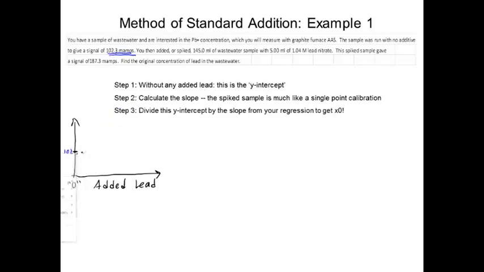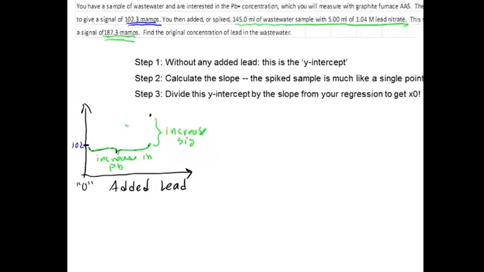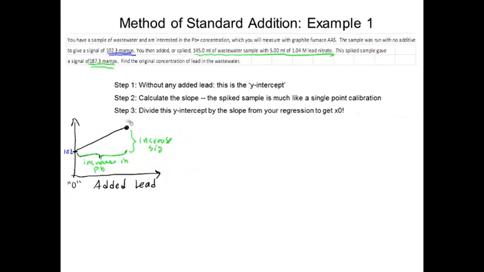So we can tell that we added some amount of lead, and that's described, by the way, right here. That's the extra lead that we added. When we did that, we got an increase in our signal. We went from 102.3 to 187 milliamps, so we got a data point way up here, and we saw an increase in our signal as we had an increase in lead. So what we can calculate then is the slope in a single point calibration, and from that we're going to be able to go back to our y-intercept and then figure out what concentration that must have been.